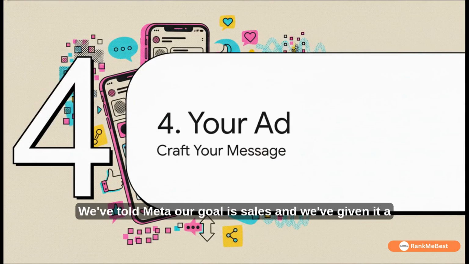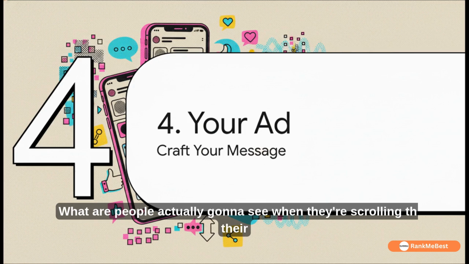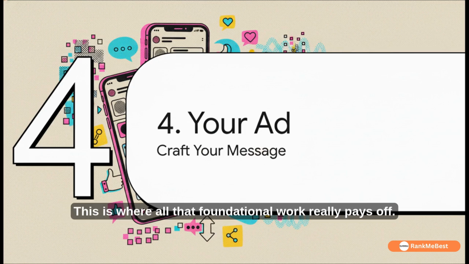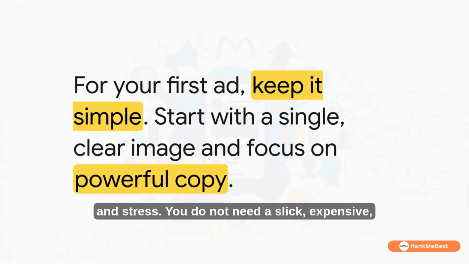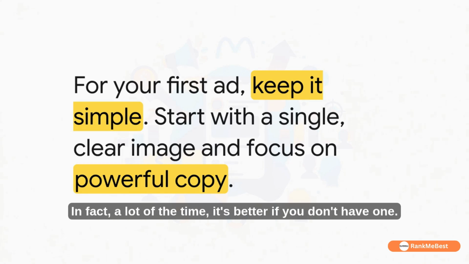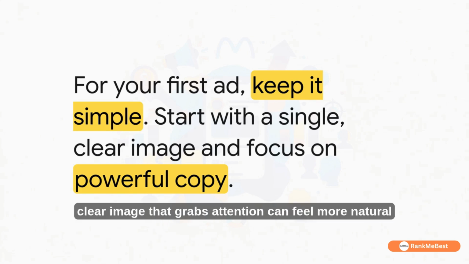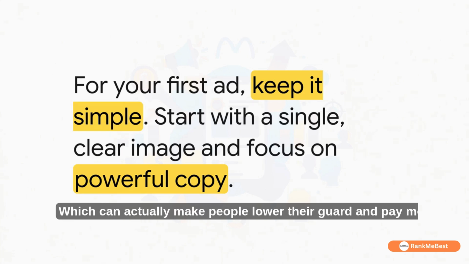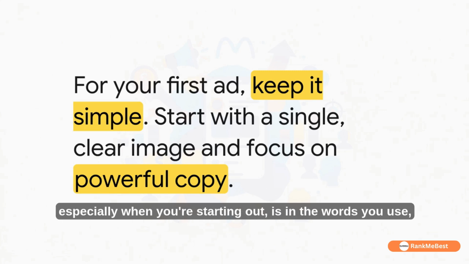Okay, our campaign structure is set. We've told Meta our goal is sales, and we've given it a nice, broad audience of people interested in yoga. Now we get to the fun part, the ad itself. What are people actually going to see when they're scrolling through their feed? This is where all that foundational work really pays off. And here's some advice that's going to save you a ton of time and stress. You do not need a slick, expensive, professionally shot video for your first campaign. In fact, a lot of the time, it's better if you don't have one. A simple, clean, clear image that grabs attention can feel more natural in the feed. It feels less like an ad, which can actually make people lower their guard and pay more attention to your message.